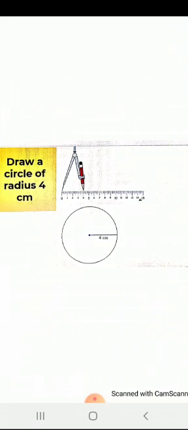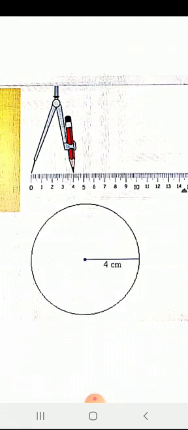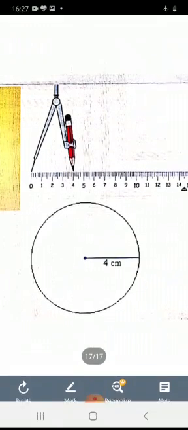Is it clear, children, how to draw a circle of a given radius? If the radius may be 5, 10, whatever they may give, just put the needle point on the scale at 0, and the pencil at whatever number they have given. From that point you should draw a circle. Is it clear? Thank you.